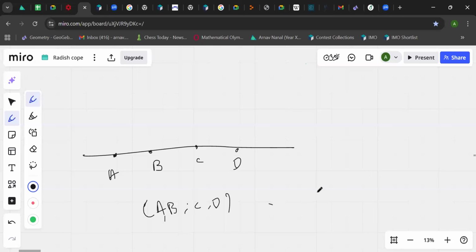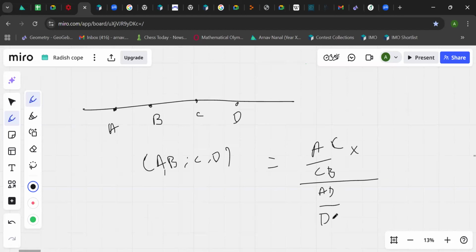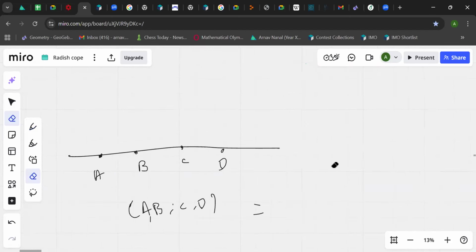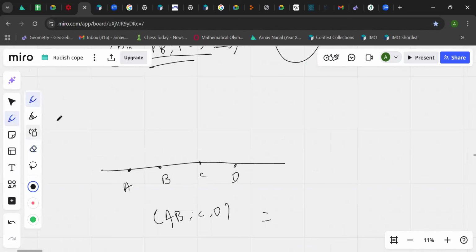Okay, we probably know from the first class that this is basically AC upon CB divided by AD upon DB. But just forget that you know it for now. How would you, from what we did till now, go about trying to define this cross ratio? Any point outside the line, draw a pencil of lines, and then take its cross section. Yes, precisely.